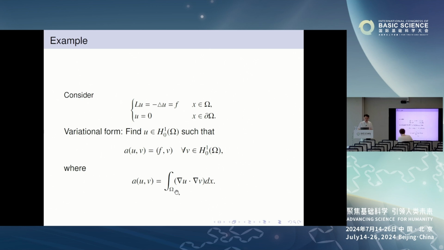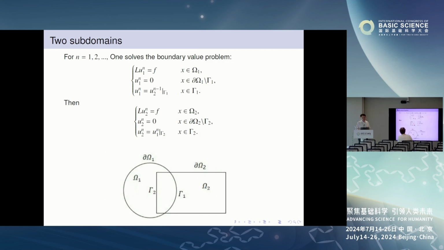Okay, write down like this. This is very simple. Every student or master degree student can do it like this. Now we will introduce this Schwarz alternating method. First of all, we just show you the two subdomain case.